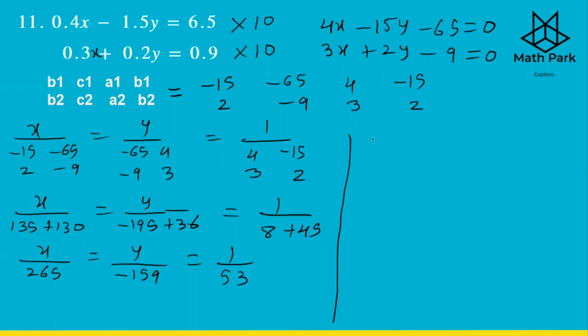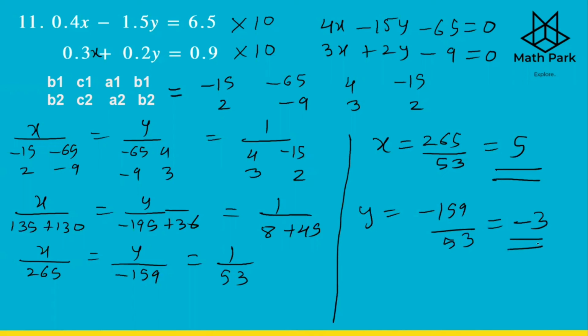So we get the value of x now. So we get x is equal to this 265 is going to go here. 265 divided by 53, we get this as 5. And y is equal to minus 159 divided by 53, which we get as minus 3. So this is how we got the value of x as 5 and y as minus 3.